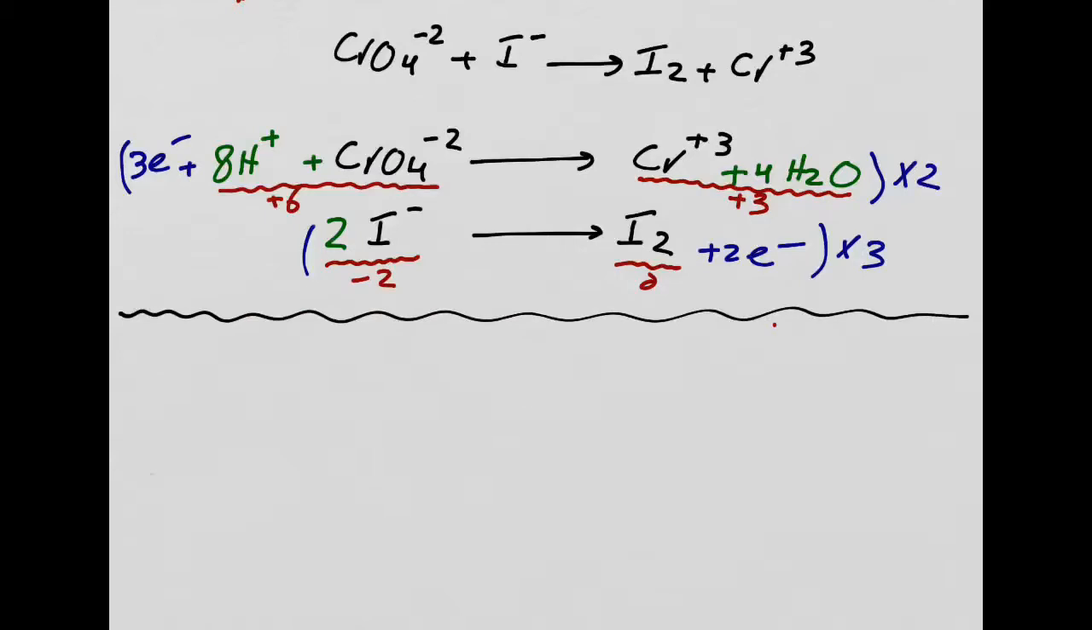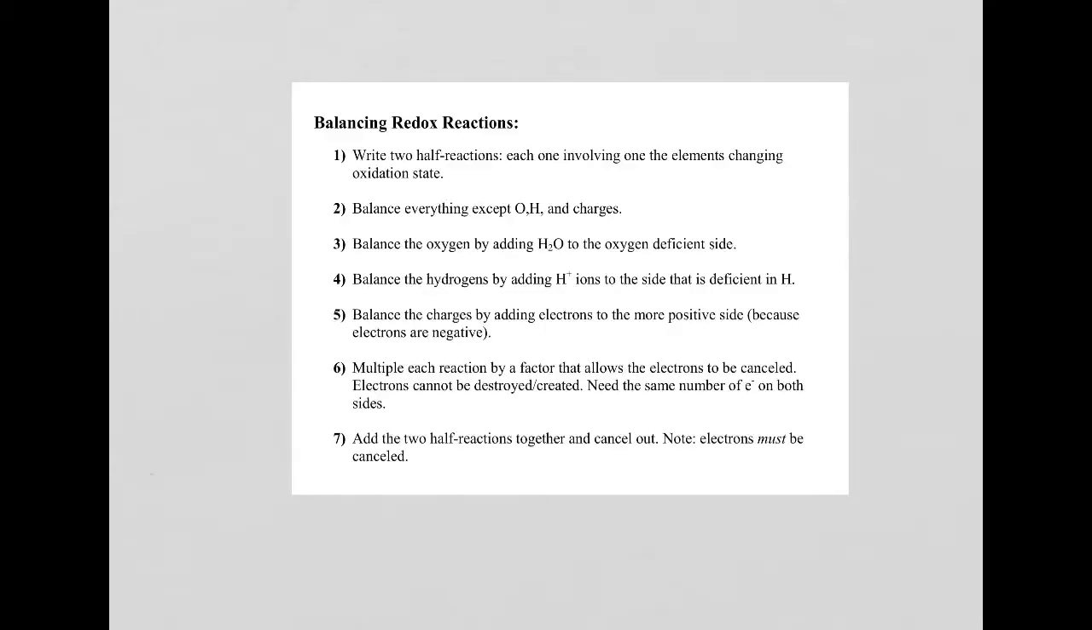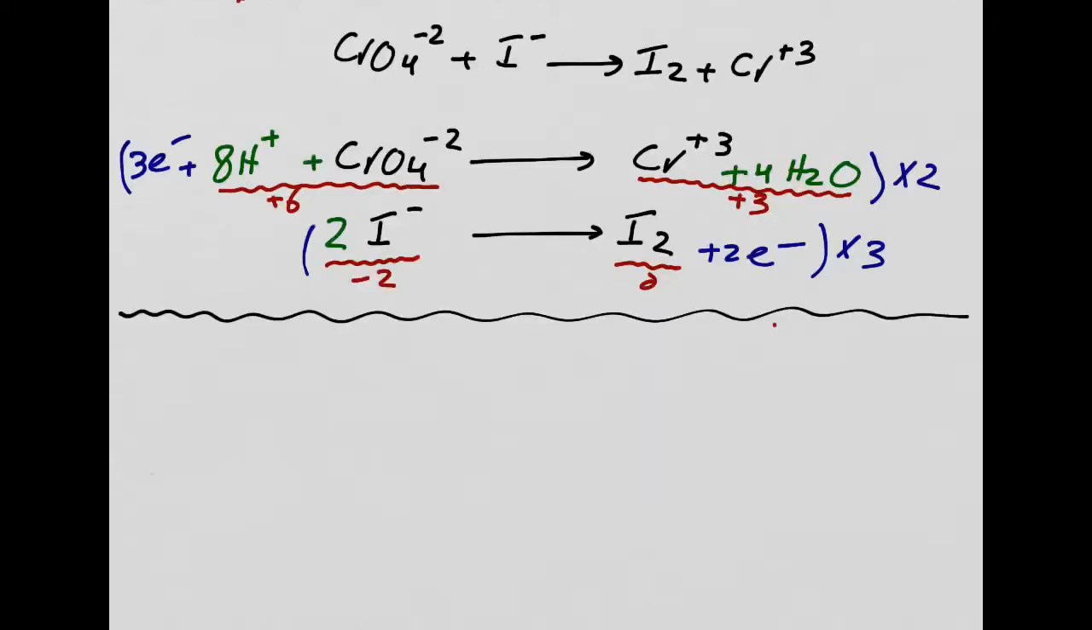All right, now the last thing to do, right here, we're going to add the 2 half reactions back together and cancel out anything that we can cancel out. Because if you remember, at the beginning we made 2 half reactions. We're going to combine them back together. We're going to add up all the reactants together, and we're going to add up all the products together. The one thing you have to pay attention to, don't forget to multiply these out. So let's do it together.